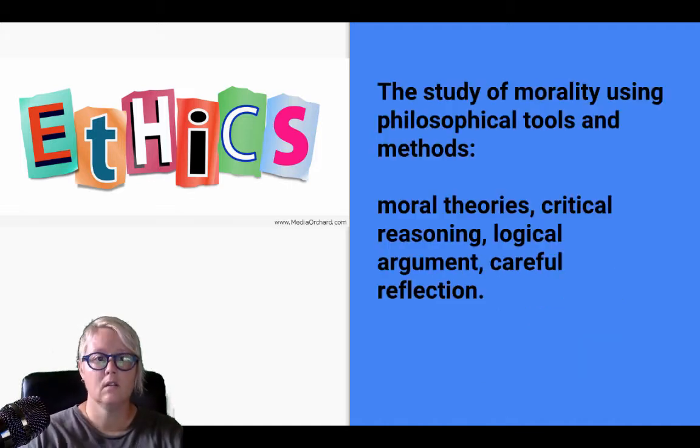Ethics, on the other hand, is the study of morality. So ethics is a process. It's something that we do. We use philosophical tools and methods, methodology. We use moral theories, critical reasoning, logical arguments, and careful critical reflection to do ethics. Ethics is a practice. It's something that we do.